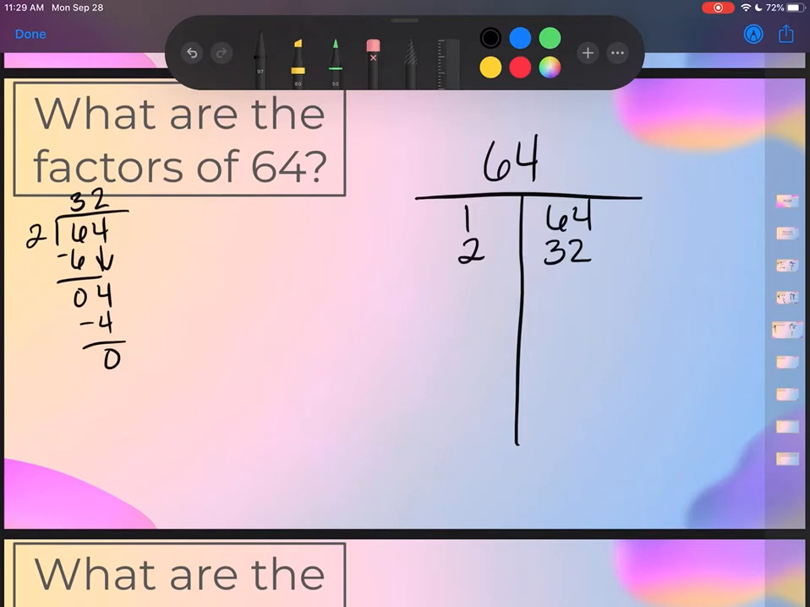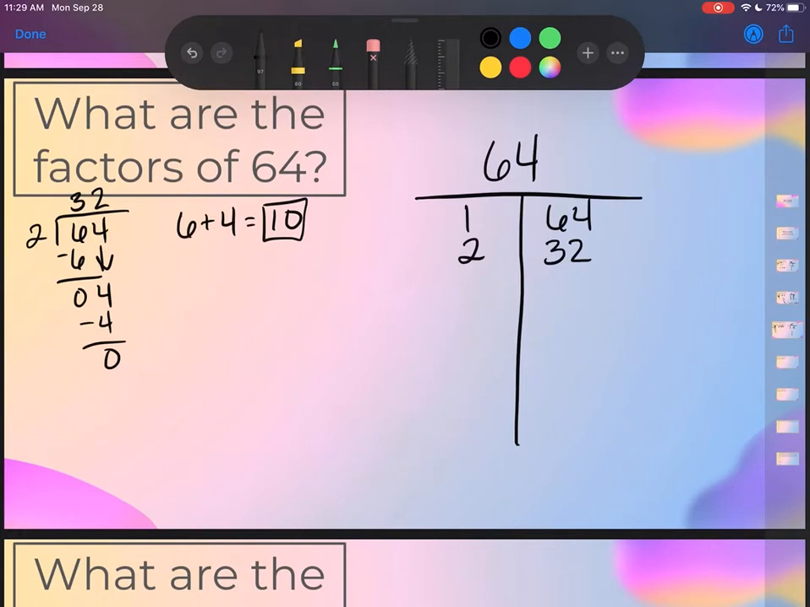Now let's try 3. Remember, for 3, I need to take my digits, so that'd be 6 plus 4, add them together, and see if I get a multiple of 3. So I get 10 as my digit sum, right? So is 10 a multiple of 3? Let's skip count. 3, 6, 9, 12. 10 is not on that list, right? 10 is not a multiple of 3. So 64 is not divisible by 3.